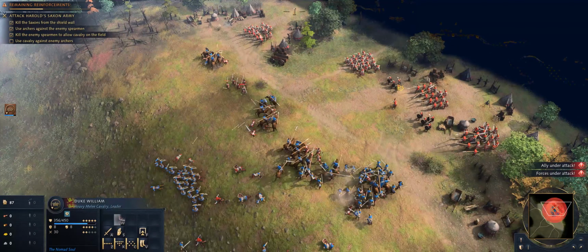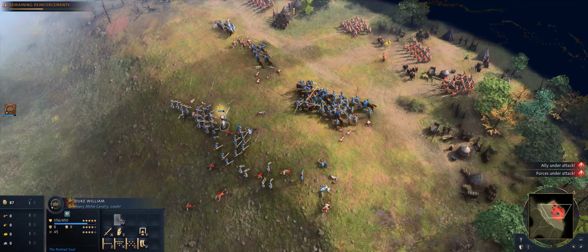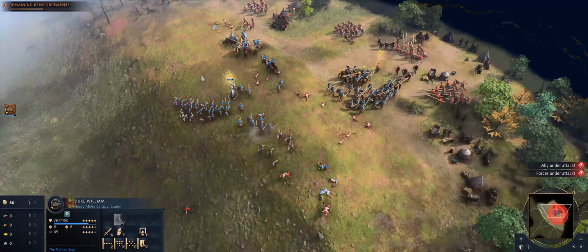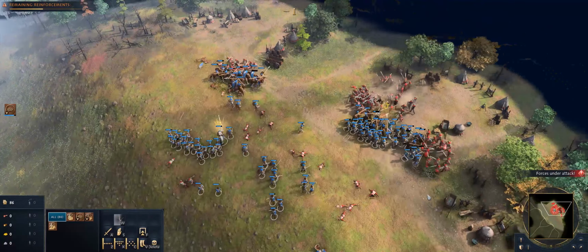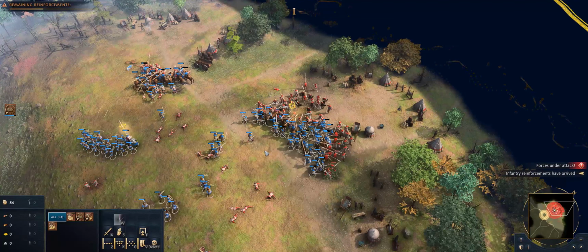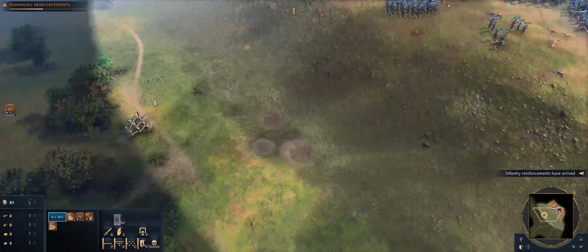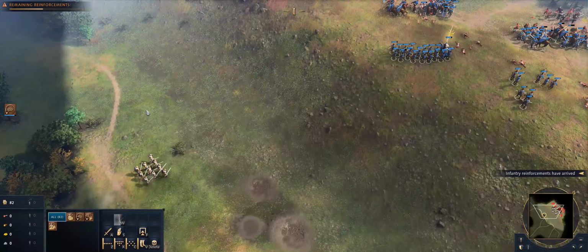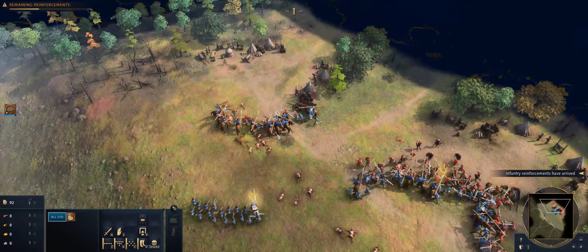So William coming out. The Anglo-Saxon army was in disarray. Their shield wall had been neutralized and their numbers were dwindling. Now the only thing standing between William and victory was King Harold himself.